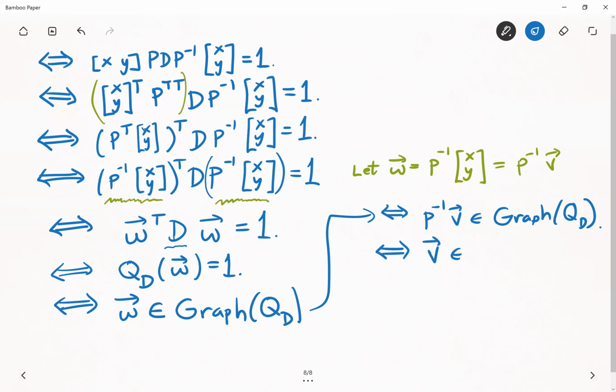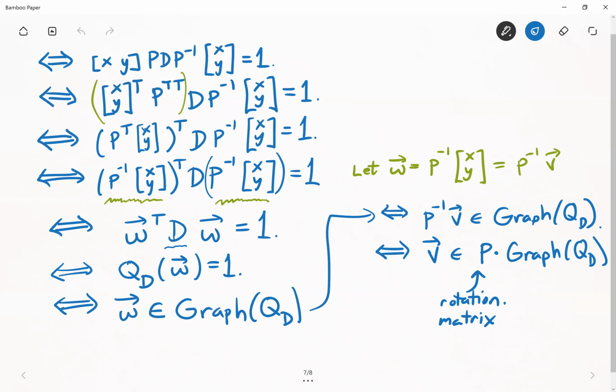And so this means that V is on the graph of a form. A graph is a set of points. So P inverse V is in that set of points if V is equal to P applied to that graph. And remember, P is a rotation matrix. And again, because we started out with a symmetric matrix A, we know that the eigenvector matrix P corresponds to a rotation. So what is this saying?